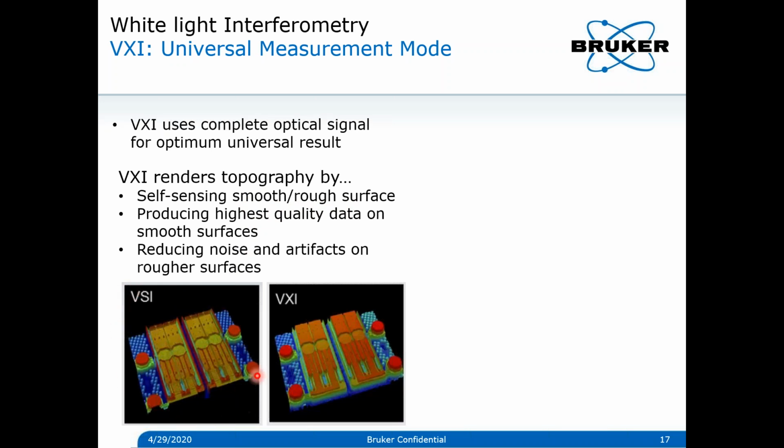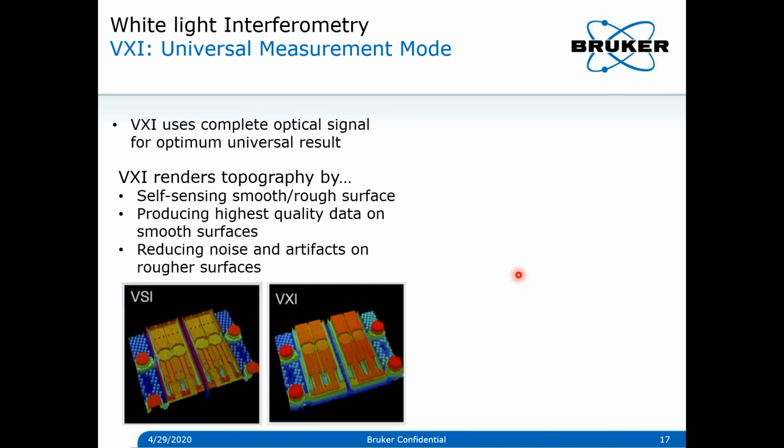Here you can see one VSI image taken of a surface, where the same image when performed with the VXI gives much better features, because over here you see that these surfaces are underrepresented, but the true representation of the surface can be taken out by the VXI measurement.